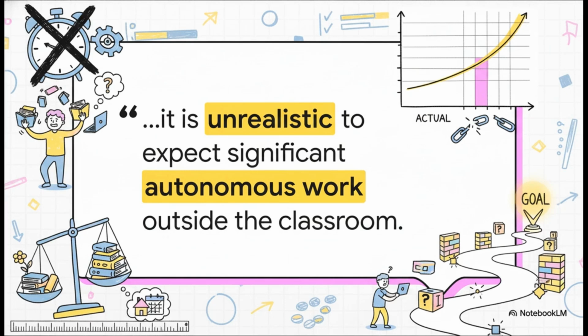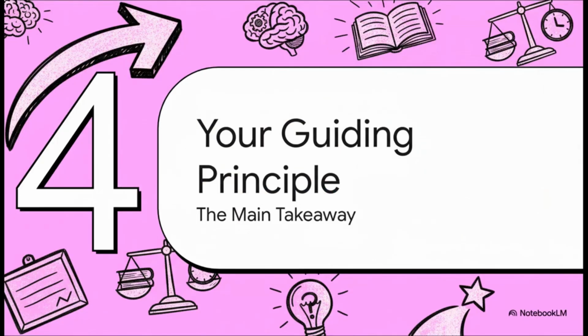And their conclusion is something I think we all need to hear. For their specific group of learners, they found that it was simply unrealistic to expect significant autonomous work outside the classroom. And that wasn't a judgment on the learners, not at all. It was a recognition of their real lives. The workload plan had to change to match reality. And that story, that lesson from the field, really brings us to the main takeaway here, the single most important idea to hold on to.